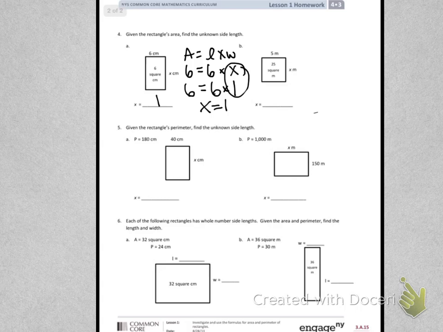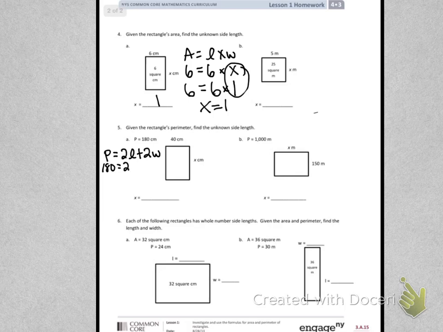Problem number 5. Given the rectangle's perimeter, find the unknown side length. Perimeter is 180 centimeters, the length is 40 centimeters, and the width is X centimeters. We're going to do this the same way that we just did the area problem. I'm going to use the second formula from page 1 of this homework that says perimeter equals 2 times length plus 2 times W. I'm going to fill in the information that we know. We know that the perimeter is 180. So we'll let P be 180 centimeters.